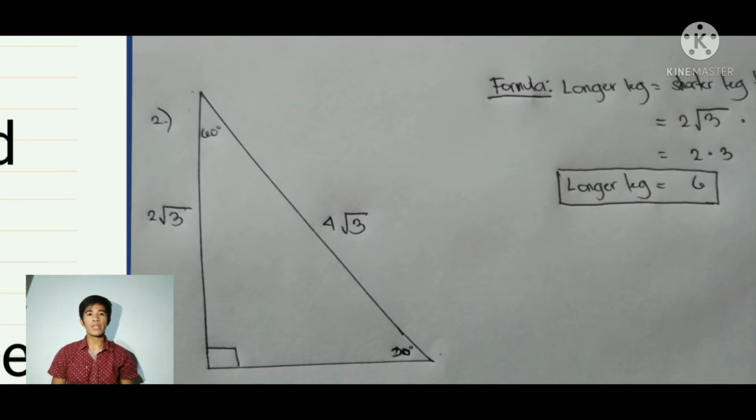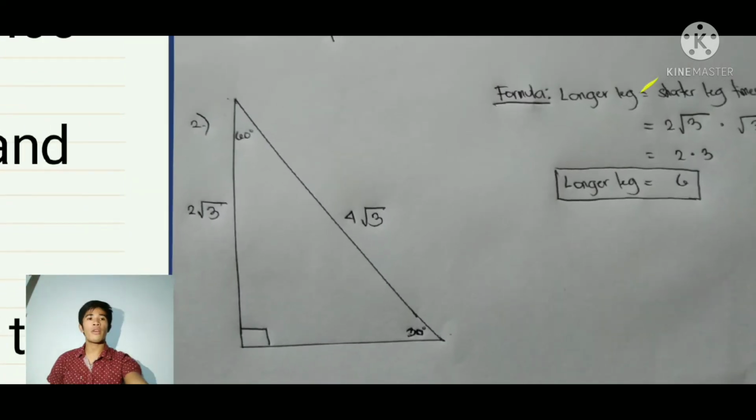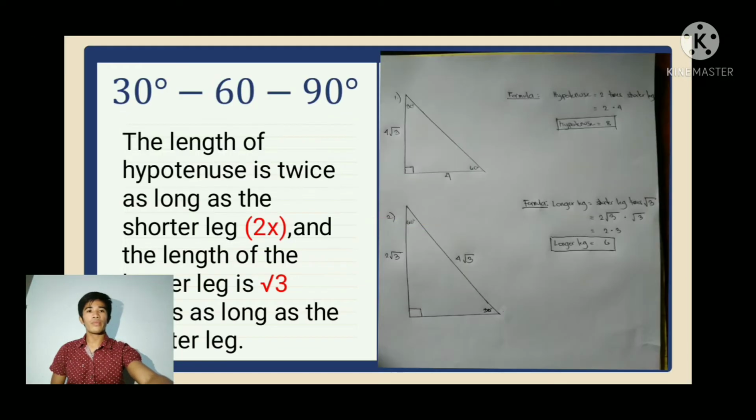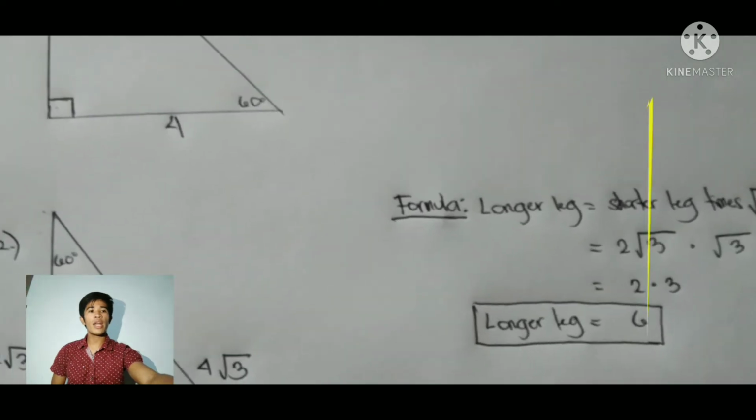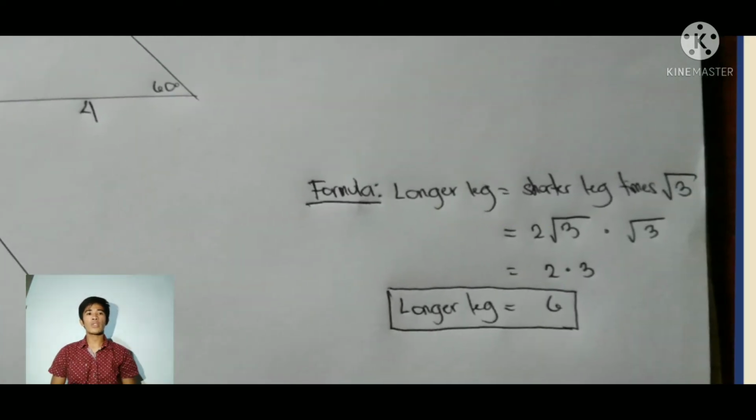And 60%, the opposite of 60%, so walang value. So, of course, that will be the unknown, which is the longer leg. And 4 square root of 3 is the hypotenuse. So, ang hypotenuse naman ngayon ang may given, tapos ang longer leg naman natin yung unknown. So, to find the longer leg, we will use this formula. A longer leg is equal to shorter leg times square root of 3.